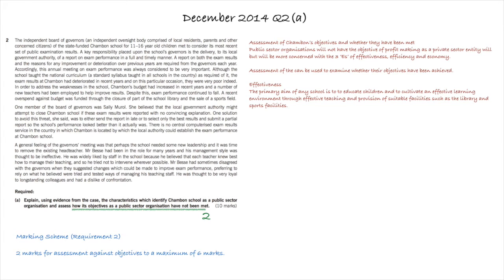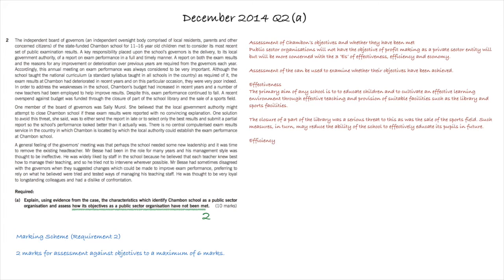Now we can then go on to explain that the closure of part of the library is a serious threat to this objective, as was the sale of the sports field. So we're told in the scenario they've closed the library, sold the sports field, and such measures may in turn reduce the ability of the school to effectively educate the pupils in the future, which is their primary objective. So that clearly states what effectiveness would be and how they've failed in that objective. Should get us 1.5 to 2 marks.